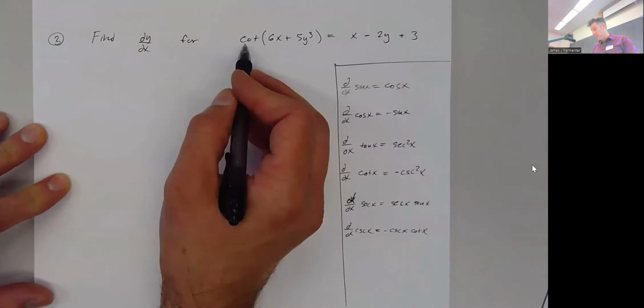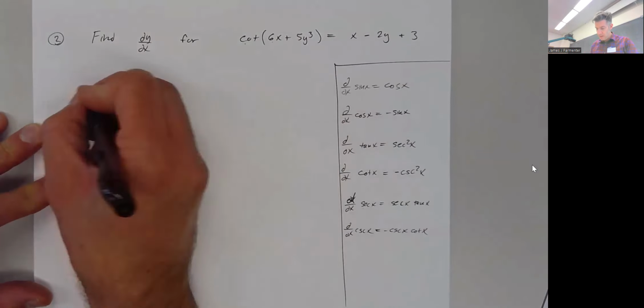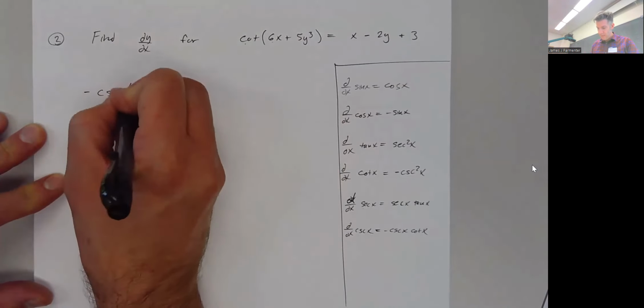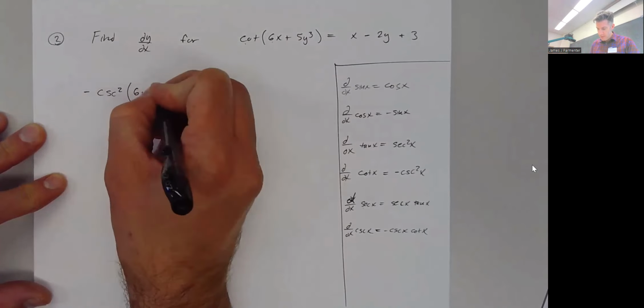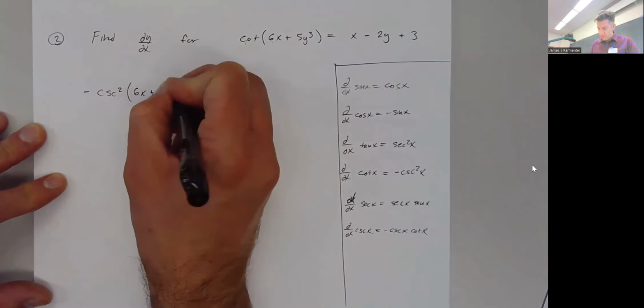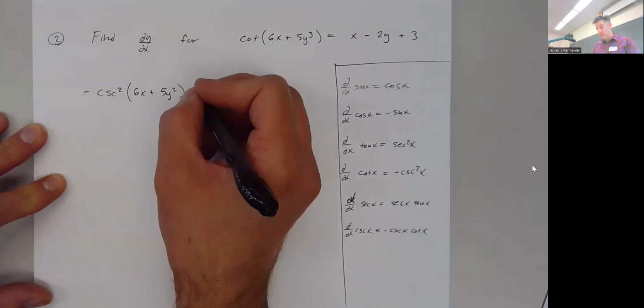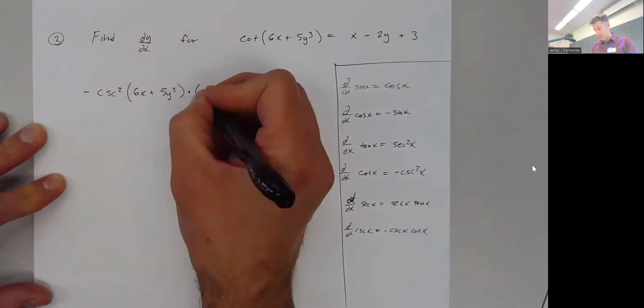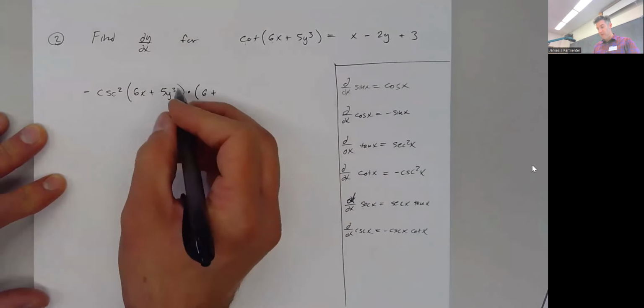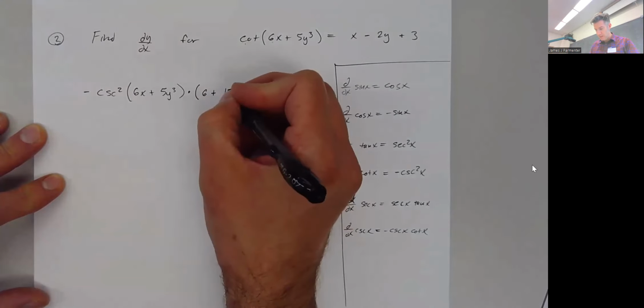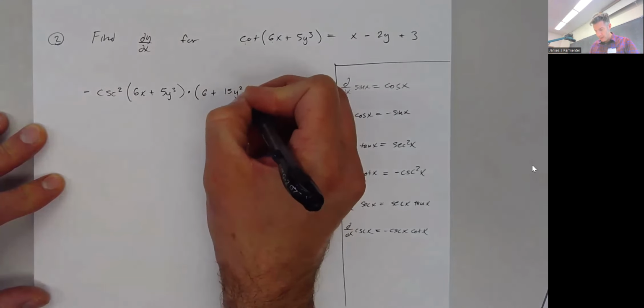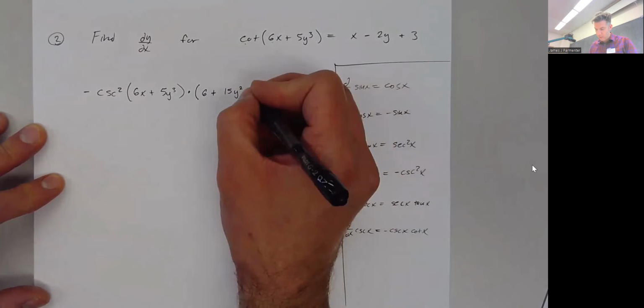The derivative of cotangent of some stuff is going to be negative cosecant squared of that stuff. And then we have to multiply by the derivative of the inside here, and we do have to have parentheses. It's going to be 6 plus the derivative of 5y cubed, which is 15y squared times dy/dx, or I prefer to write y prime.